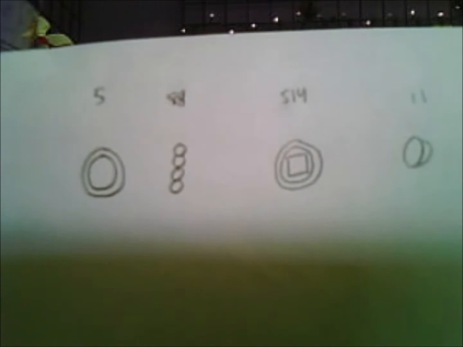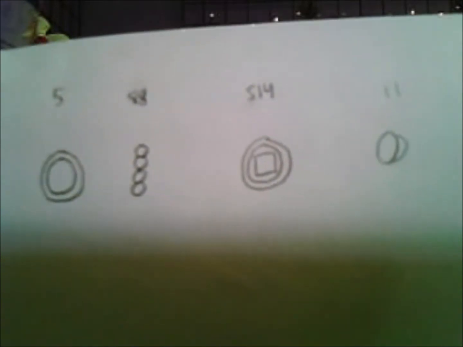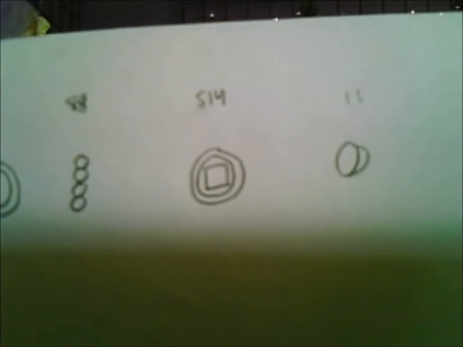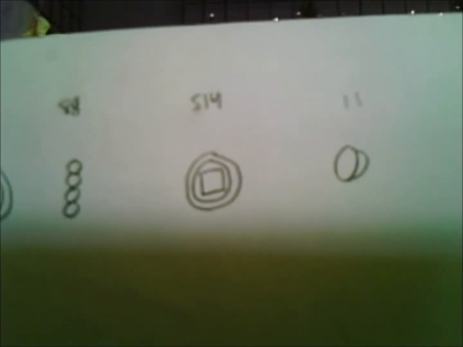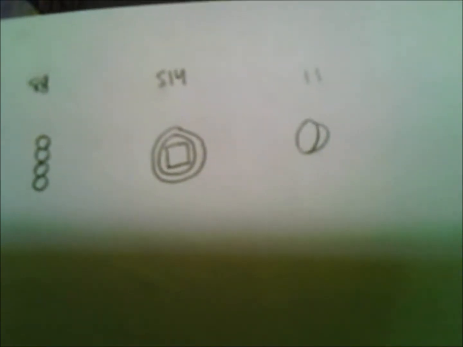basically my 5 is a golden ring, my 88 is going to be 4 black circles, my 514 is going to be a gold ring surrounded by a white circle and then a blue square. Don't ask me how I got this. It must be synesthesia or something. And then my 11 is what I call a white moon crescent, but it's just basically 2 white circles. Since my 1 is a white circle, it kind of puts them both together.